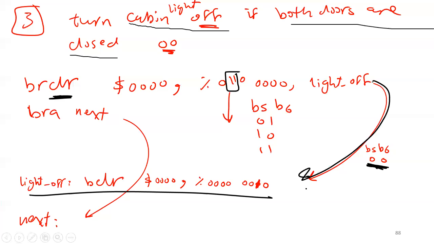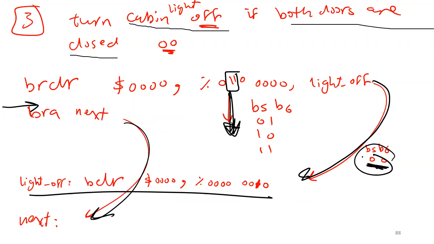Otherwise, if it is anything else, you can skip, or maybe it's not clear in the question, but if you want to turn it on, you can turn the light on. The way I did it right now, I'm going to turn the light off if both are closed, but for anything else, I'm not going to do anything. I'm just going to skip. If you want to make the logic this way, it's okay.